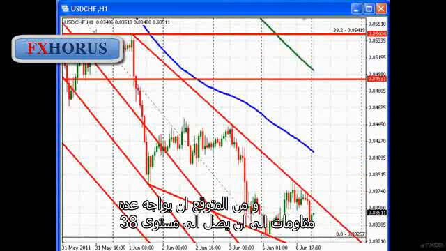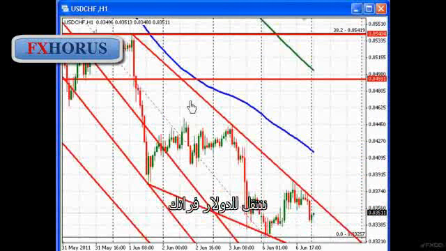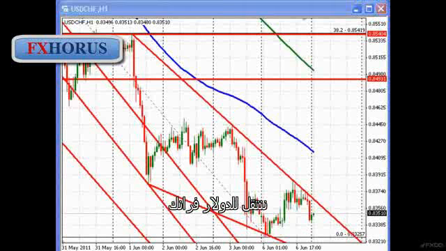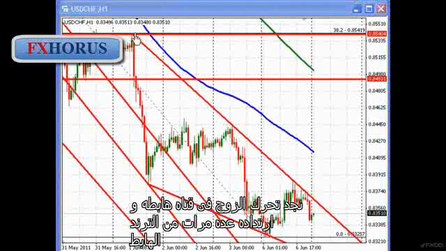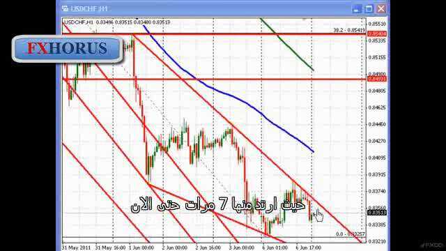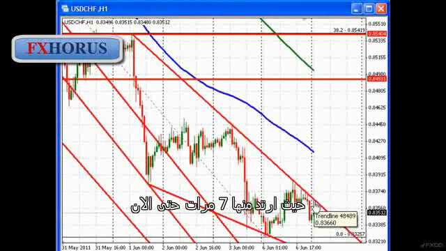The dollar versus Swiss franc. Hourly chart, nice little trend line here. How many times has the market tested that line? Let's count them. 1, 2, 3, 4, 5, 6, 7. 7 different times the market came to that trend line and held. So what we're going to be watching here is this trend line, needless to say, at the 83.66 level.